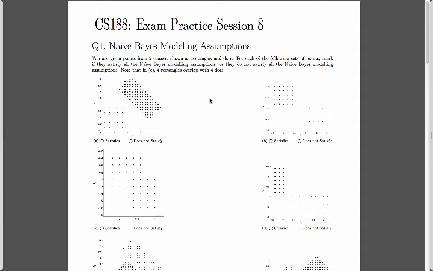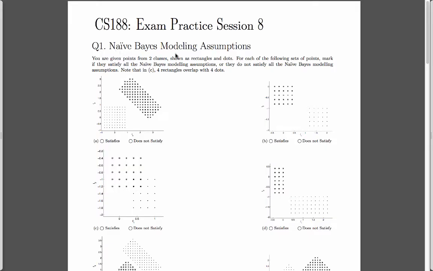This is the video for exam practice session 8, and in this video we'll cover two topics related to machine learning. The first is naive Bayes, and the second is the perceptron algorithm. The goal of naive Bayes, and also of the perceptron algorithm, is to classify your data.